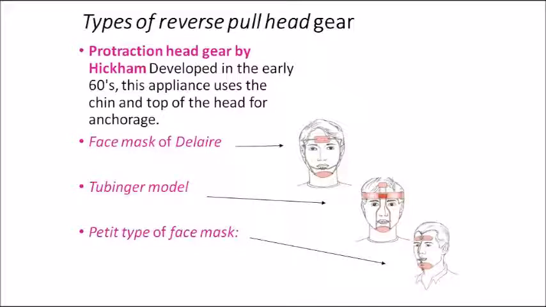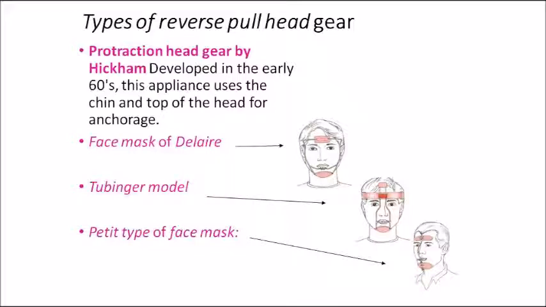So please look at the picture and identify the pattern of the face mask type proposed by Delaire. In all these appliances, it is important that you should be able to differentiate between the face mask, the Tübingen model, Delaire and Petit type. So the first one is your Delaire type.